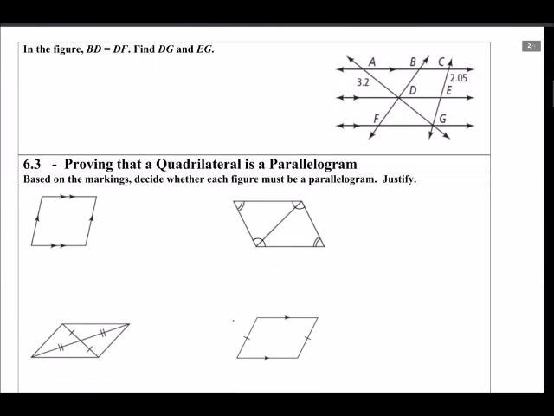All right, and oh, I see parallel lines. In the figure, we are told that the length of BD equals the length of DF. So I'm going to find BD. That and that are congruent. Definition of congruence. Find the length of DG and EG. So who am I looking for here? There's DG and EG.